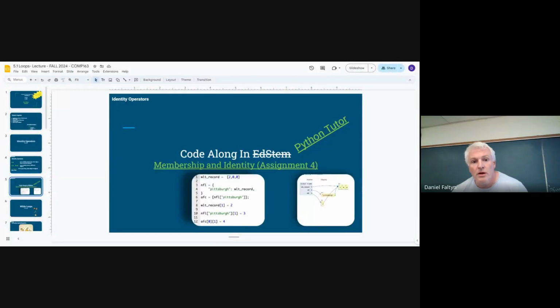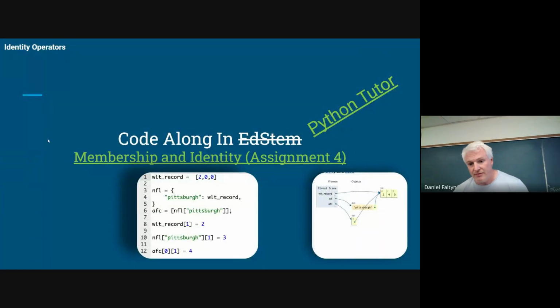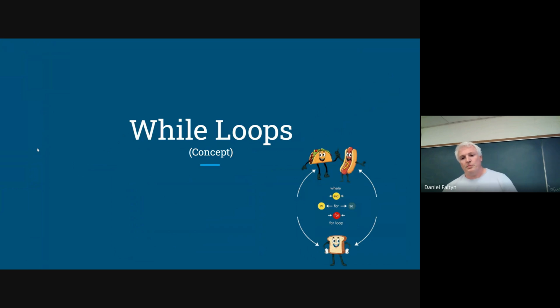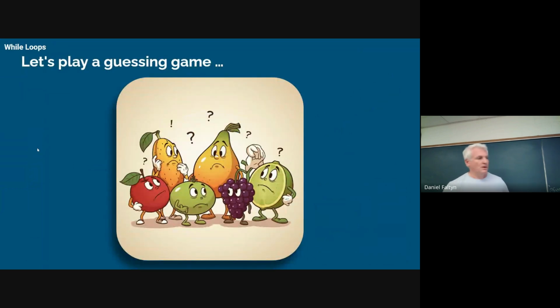Okay, so let us get into chapter 5, while loops. So what is the concept of a loop? Because we're going to learn different types of loops. There's for loops, there's while loops, so the two primary ones. There's different flavors in different languages, but those are the big ones.